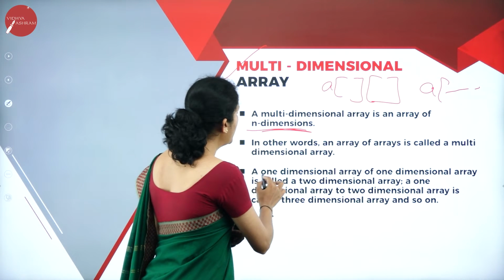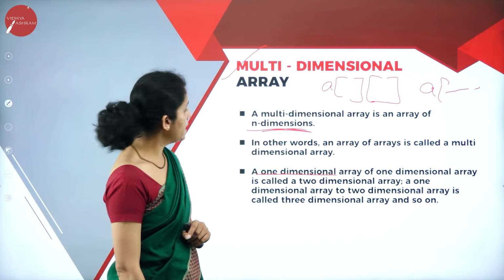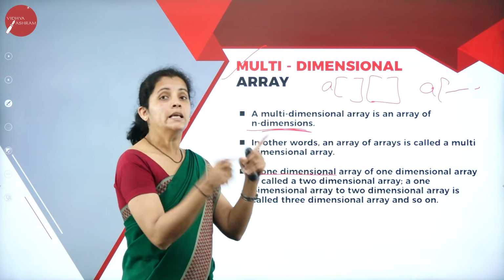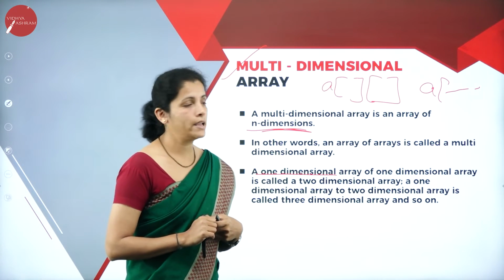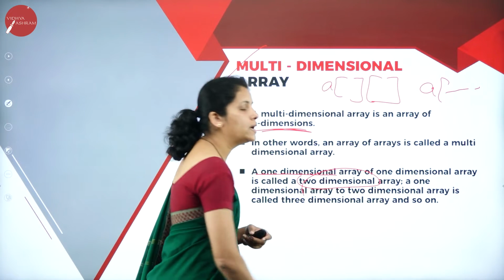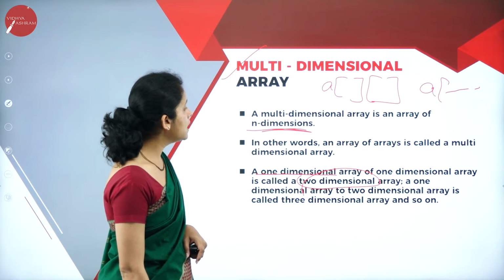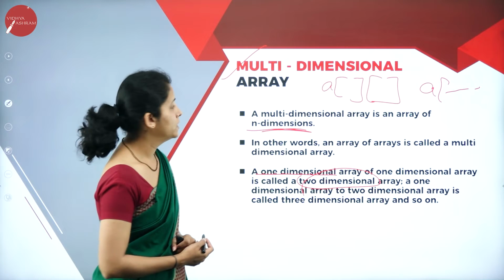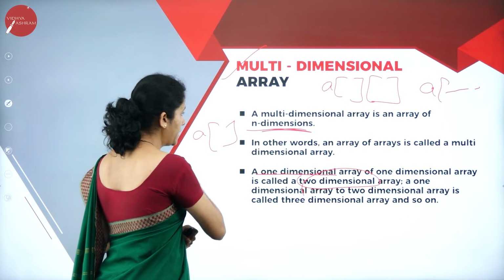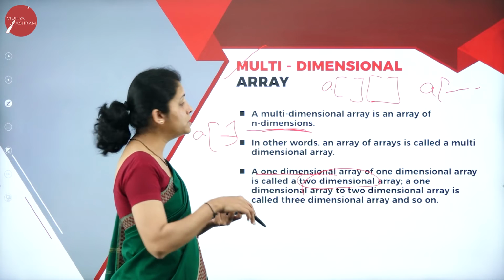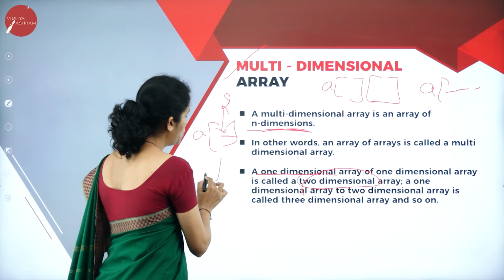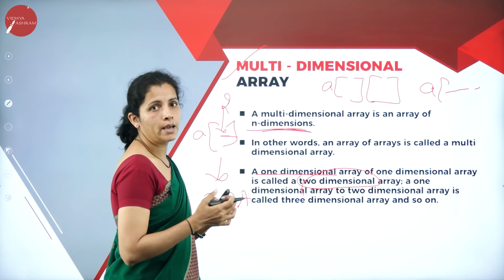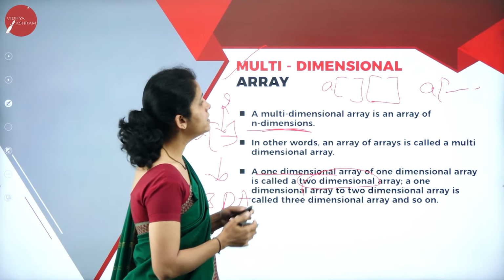So here the one-dimensional array of one-dimensional array is called two-dimensional. I repeat, I'm going to have a one-dimensional array. In that, if I'm having another one-dimensional array, then it is an example for two-dimensional array. A one-dimensional array of two-dimensional array is called three-dimensional array. For example, I'm having a one-dimensional array. In that, if I'm having a two-dimensional array, then it is called three-dimensional array. So this is the way I am able to declare the arrays in my program.